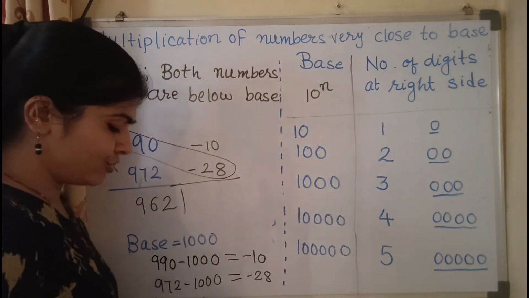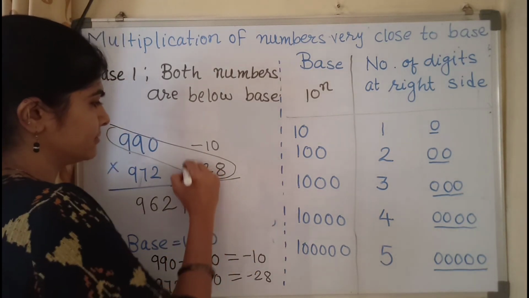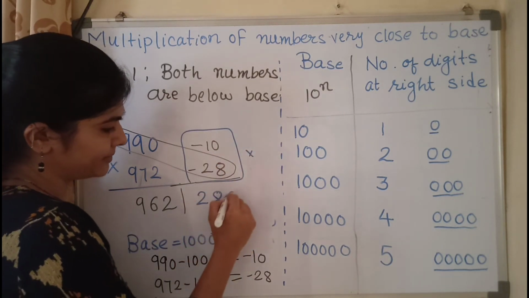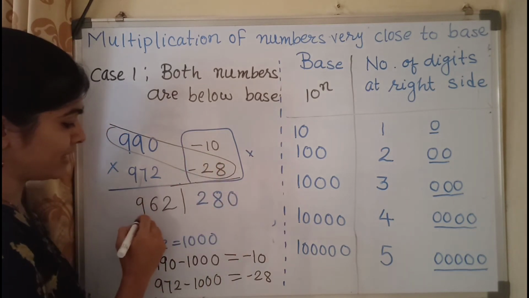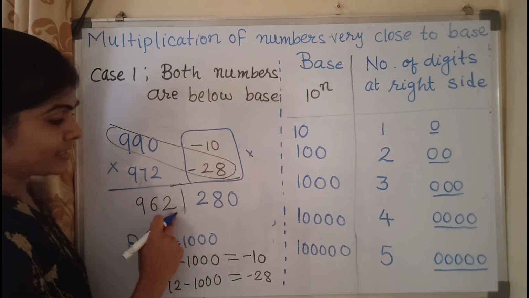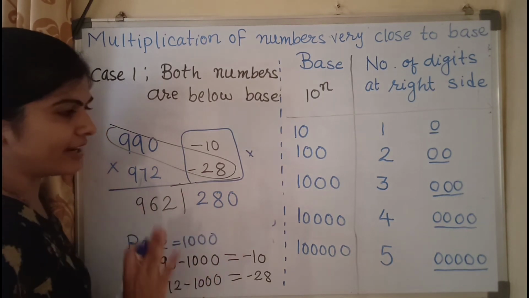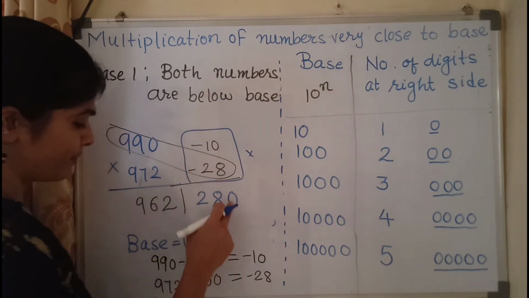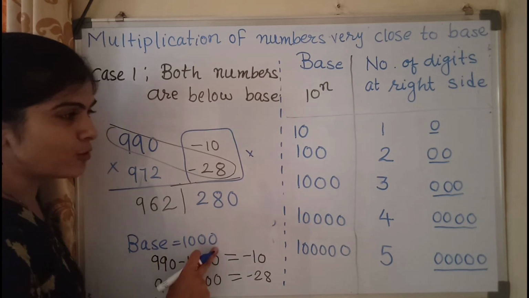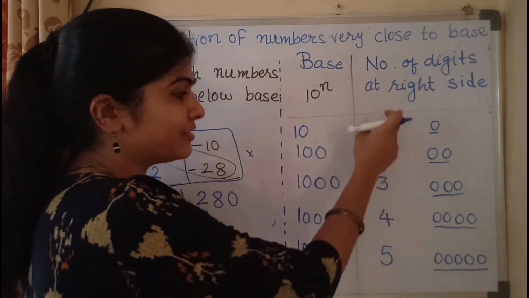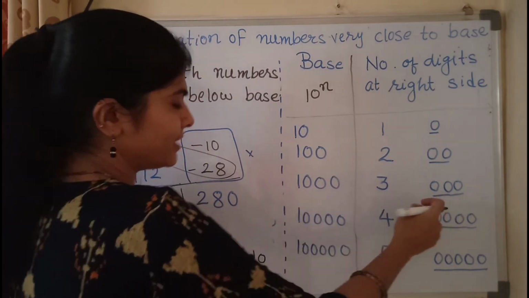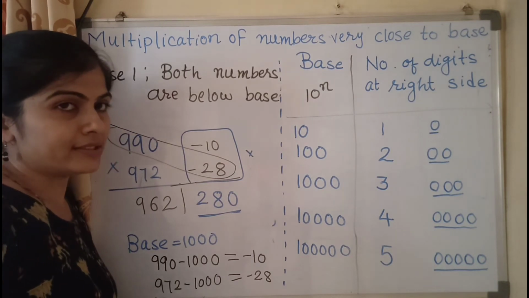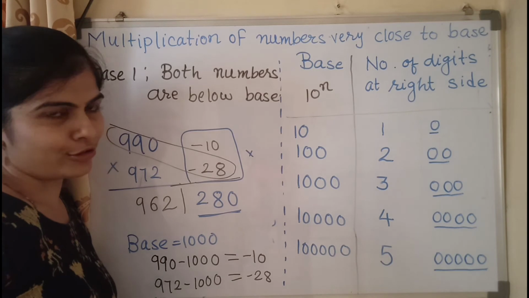And now I should do multiplication of both these numbers. Right. 28 times 10, which is 280. And negative times negative is positive. So our answer is 9,62,280. This is our final answer. Here you have seen that both the numbers are negative. That's why this answer is positive. Now our base was 1000. So how many digits should be there on the right hand side? There should be 3 digits because there are 3 zeros. You can see that it is having 3 digits. If not 3 digits, then what? That also we are going to discuss.